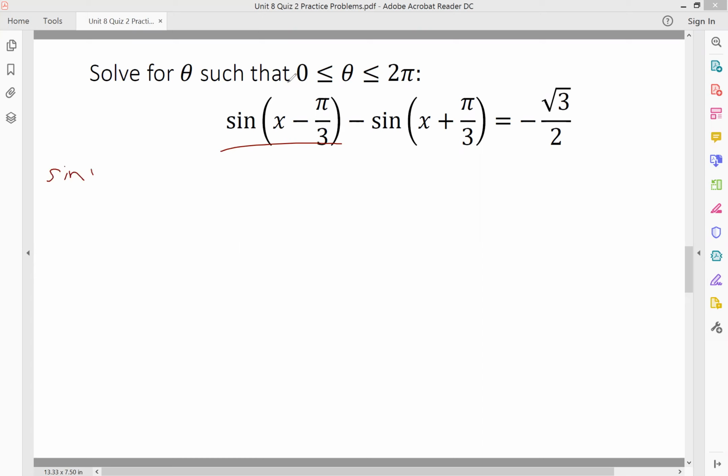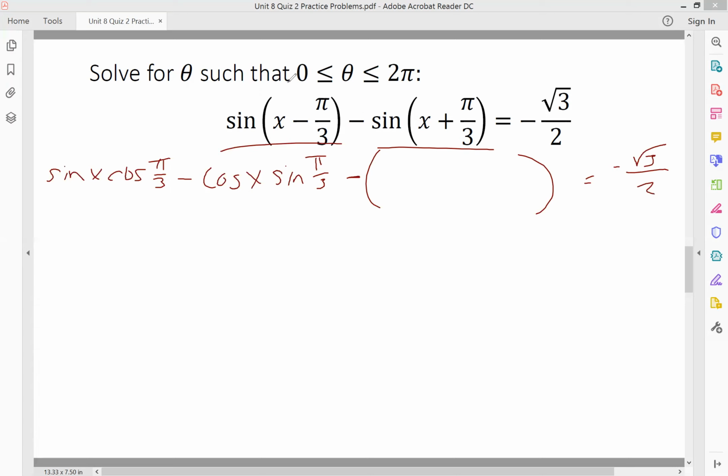So that gives us sine of x times cosine of pi over 3 minus cosine of x sine of pi over 3. All right, so that's just that left-hand side. Now let's do the right-hand side, but when we subtract, we want to make sure we put that in parentheses. Otherwise, we're going to forget to distribute the negative. So then that gives me sine of x cosine of pi over 3 plus cosine of x sine of pi over 3.